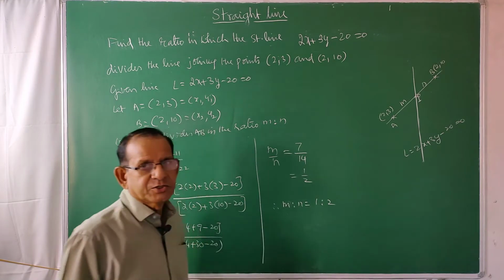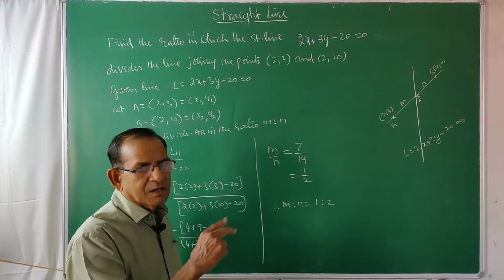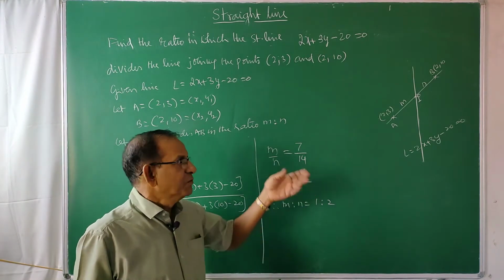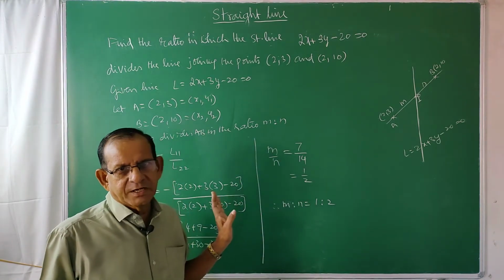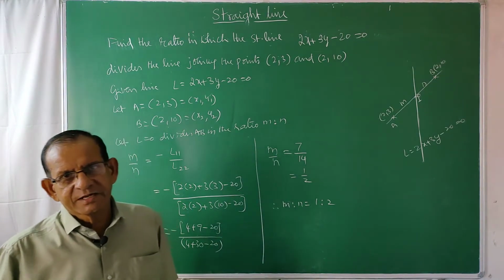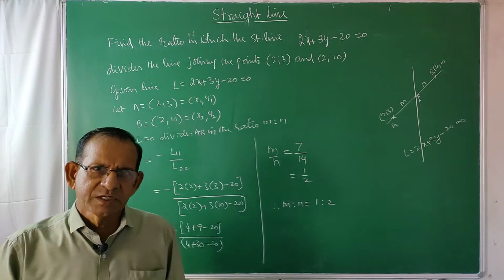That means the ratio is positive. The points A and B are on both sides of the given line. If this ratio is negative, both A and B are on one side of the given line. Here, because the ratio is positive, the line is dividing AB internally. So A and B are on both sides of the given line.